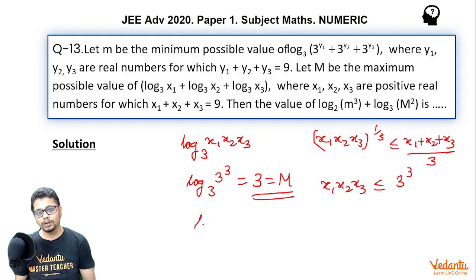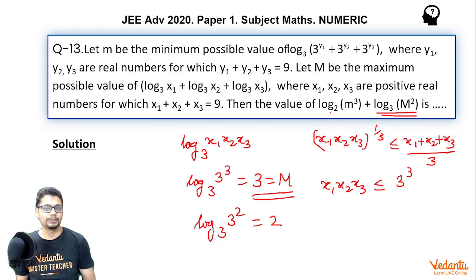Now what I want is log M square base 3, which is essentially 2. So that means this expression is 2, and the other expression we have just found out to be 6. So my final answer would be 6 plus 2, which is 8.